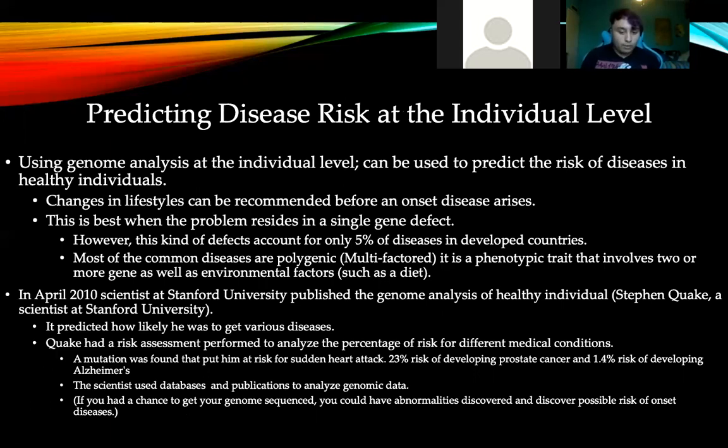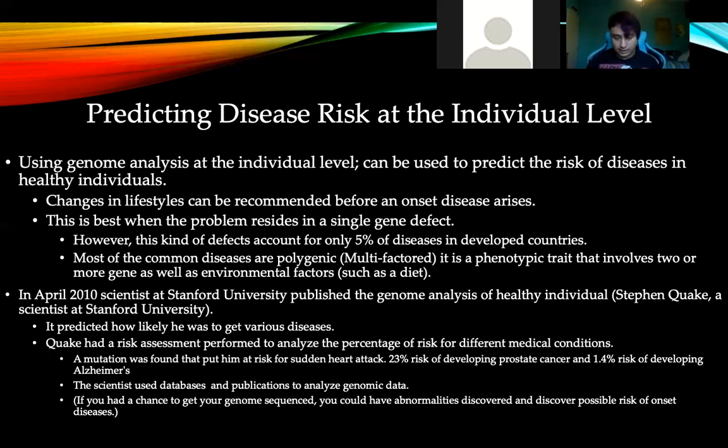It works best when the problem resides in a single gene defect. However, this kind of gene defect only accounts for 5% of diseases in developed countries. This isn't even considering less developed countries. Most common diseases are polygenic or multifactored. It is a phenotypic trait that involves 2 or more genes, as well as environmental factors such as diet.